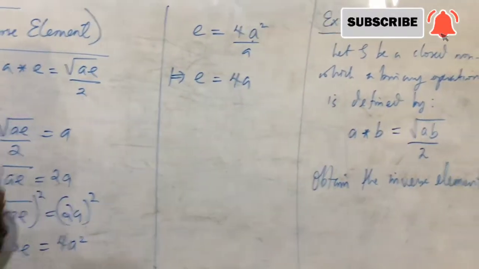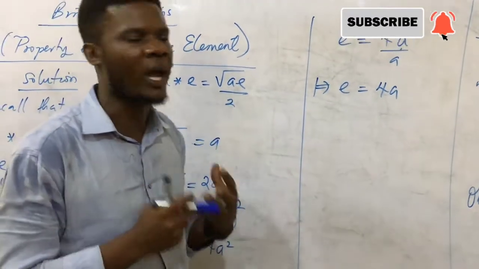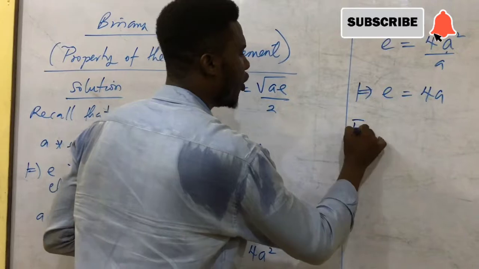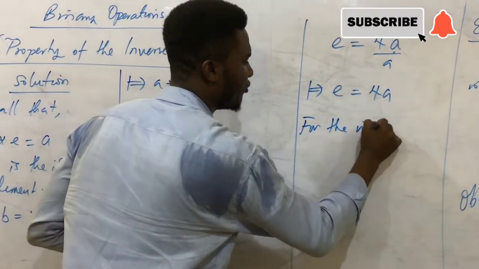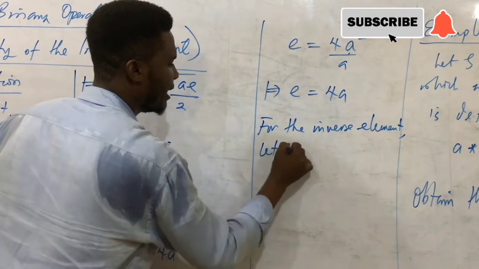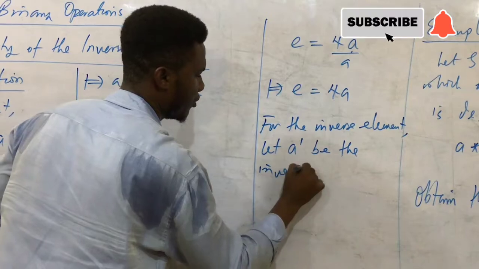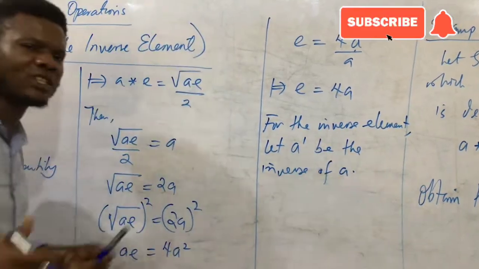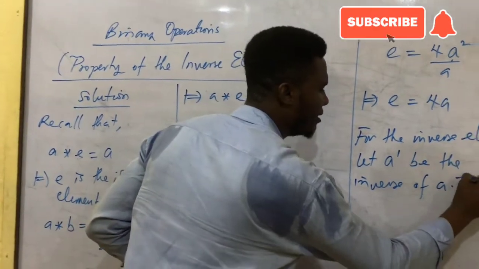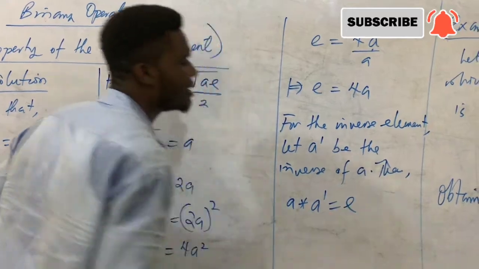But you cannot obtain the inverse element without obtaining the identity element, and that is why we started with obtaining the identity element. Now, for the inverse element, let A prime be the inverse of A. So let's assume that A prime is the inverse of A. According to the property, then A asterisk A prime must give us the identity element.